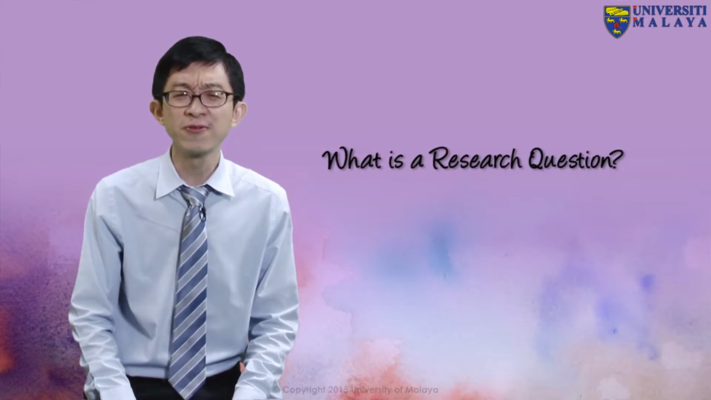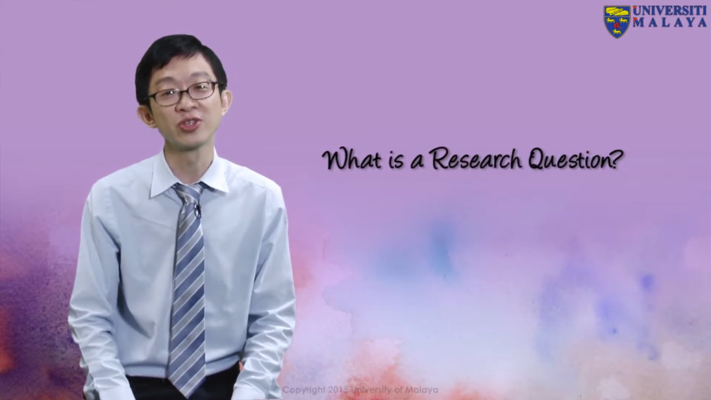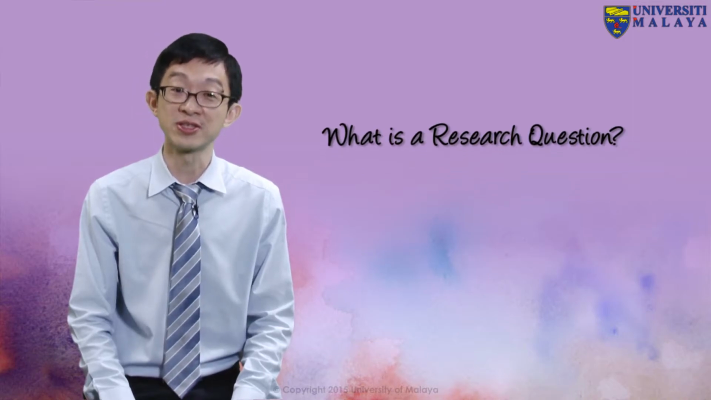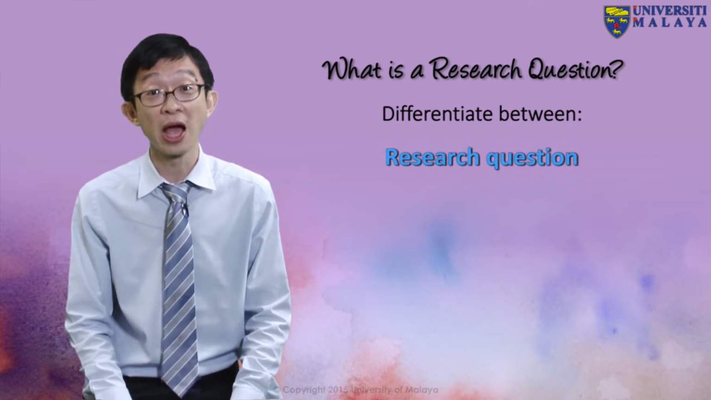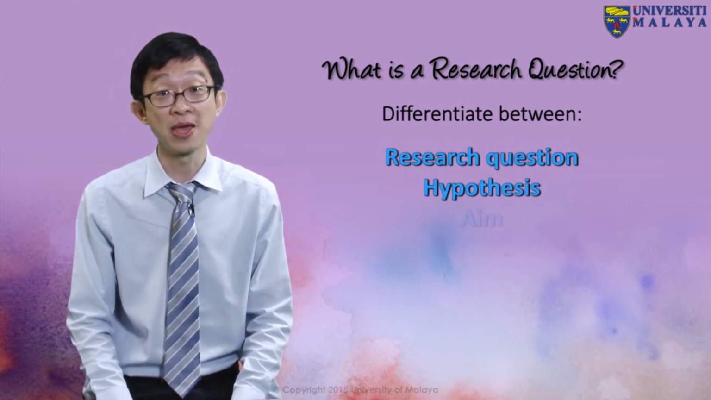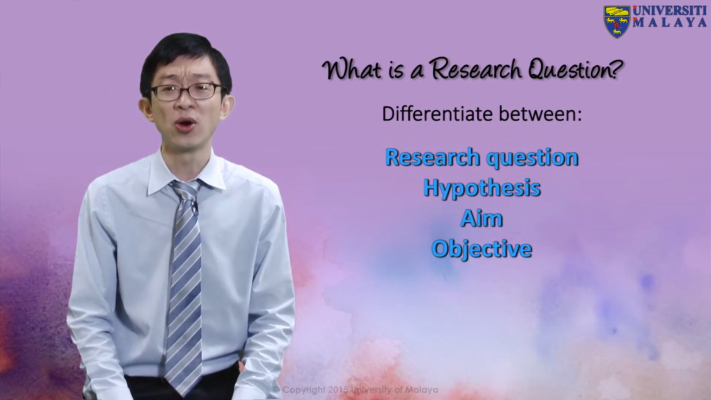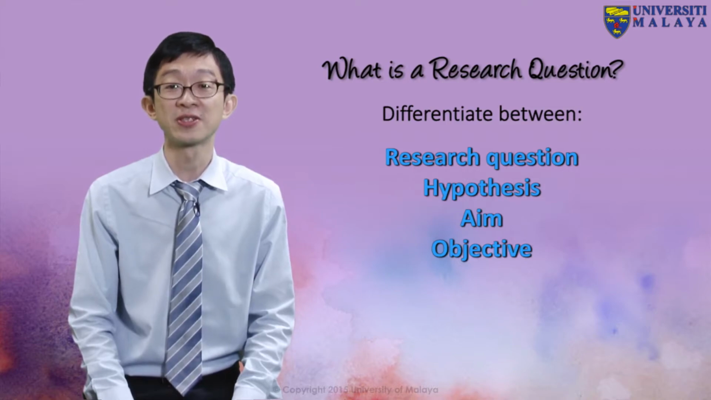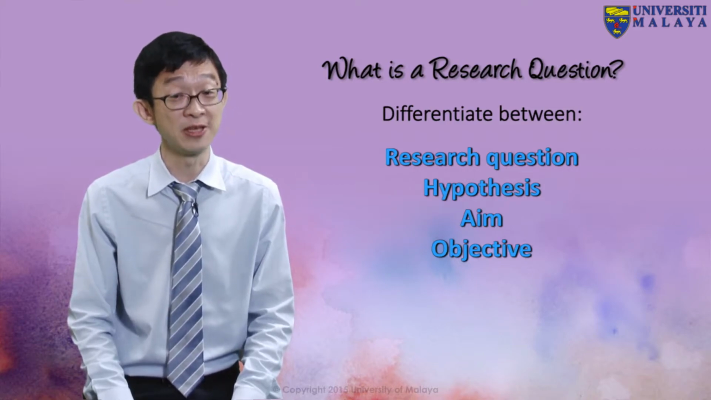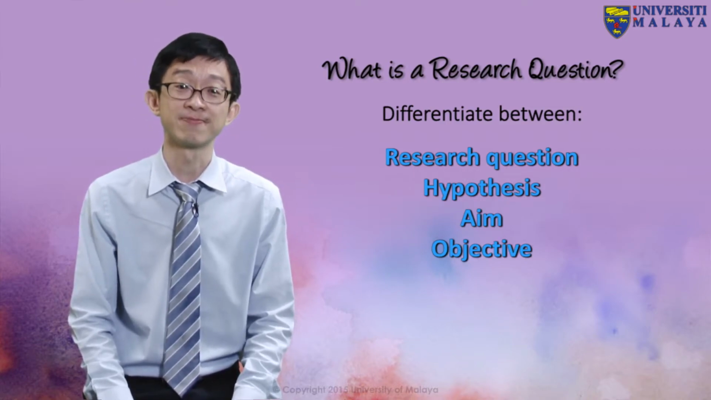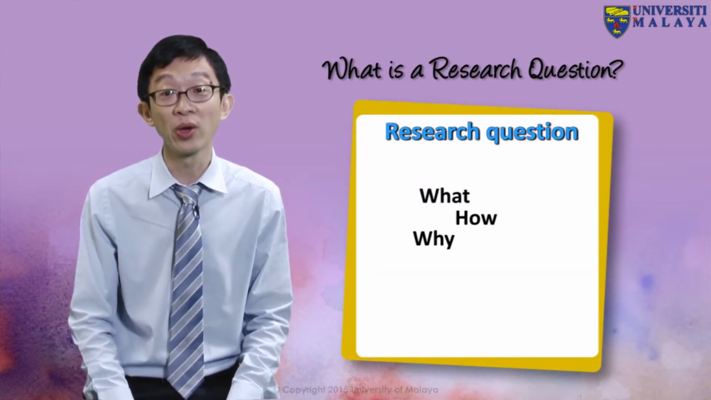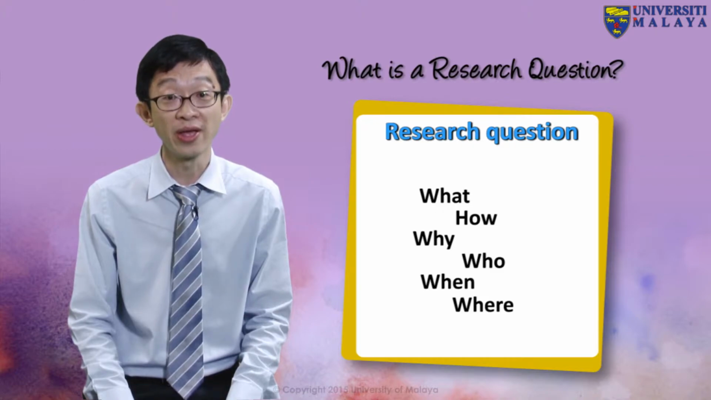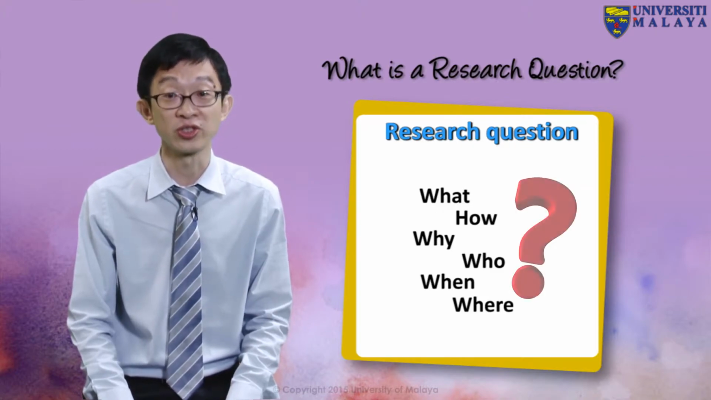Many researchers are confused about terminologies used to describe the purpose of the research. What is the difference between a research question, hypothesis, aim, and objective? They're all trying to describe the purpose of the study, but have slightly different meanings. Let me elaborate. A research question should start with a what, how, why, who, when, or where, and asked in the form of a question.